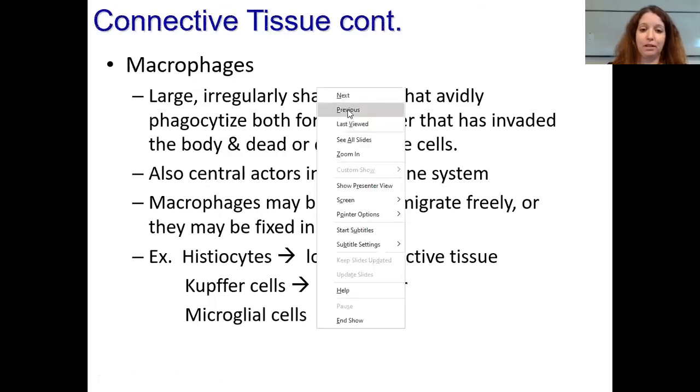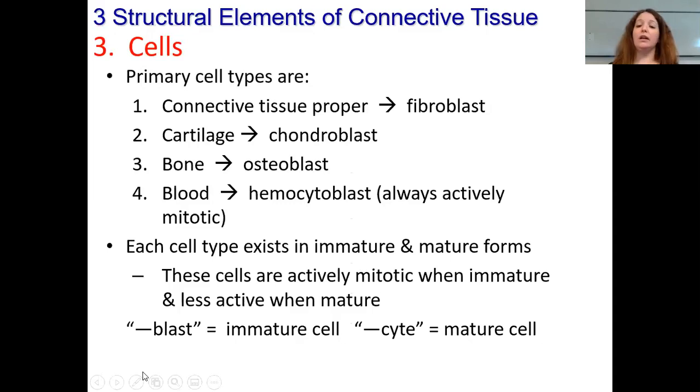Sorry, I thought there was another line. And the mature form is cyte. So everything that is a blast up here, you can also put another arrow and then write fibrocyte, chondrocyte, osteocyte, just hemocyte, there.